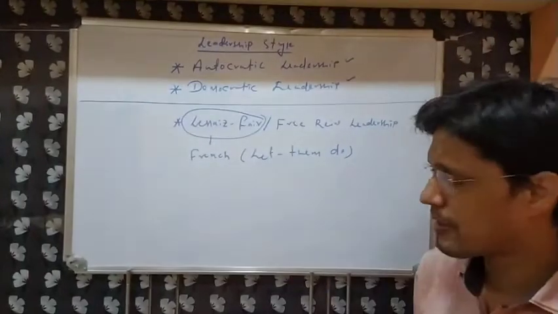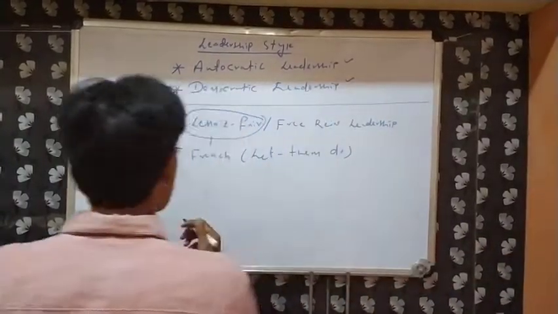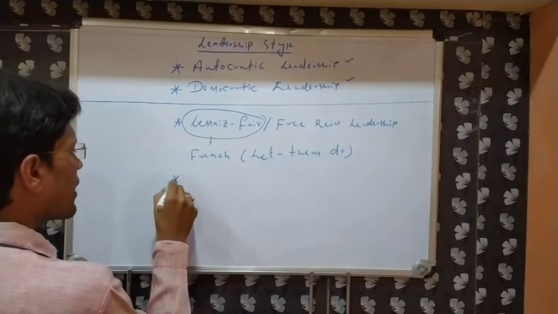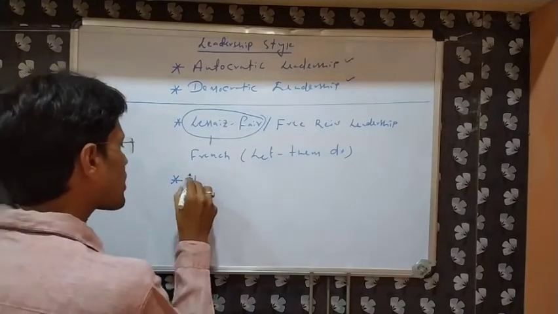Laissez-Faire, the third pattern. So this is what the Laissez-Faire free rein leader is all about. The next leadership pattern is the bureaucratic leader.